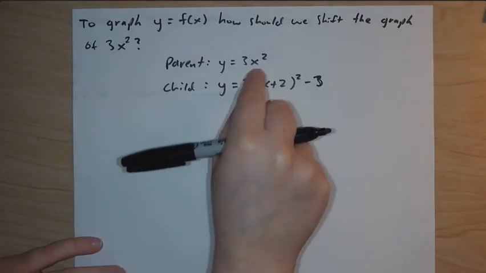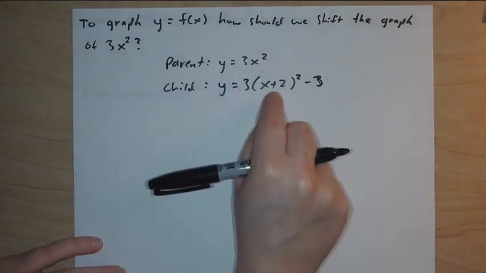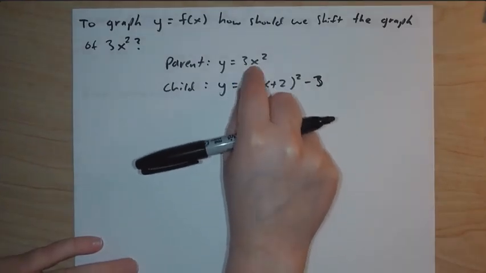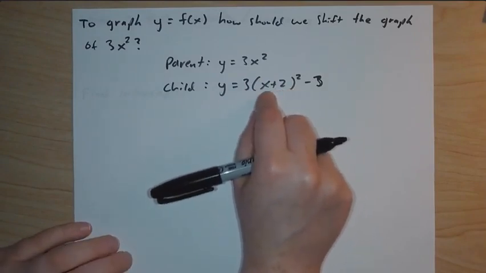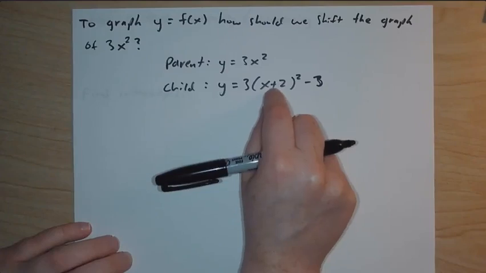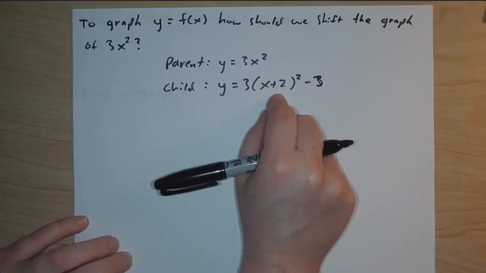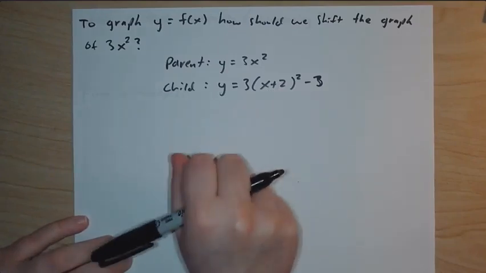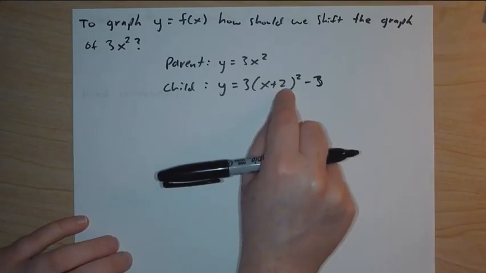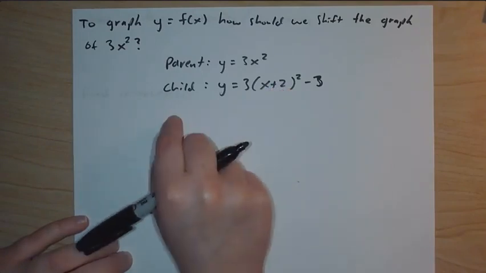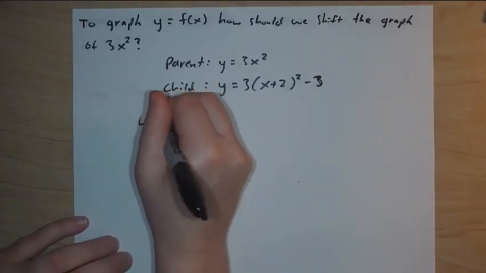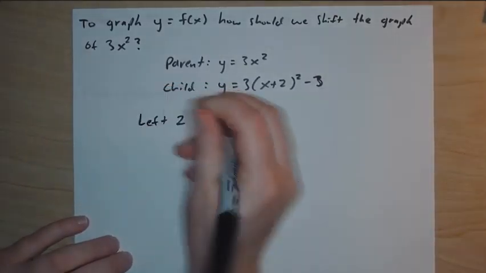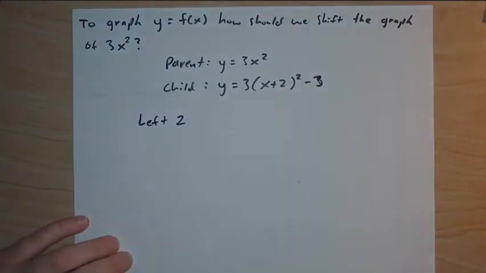Moving from left to right, we have 3x squared. We'll notice first one of the changes is instead of x squared, we have x plus 2 squared. We have this plus 2 with our x, and if it's with our x, we're talking about horizontal movement. And if we are adding 2, we are going to the left 2 places. So we are moving left 2 because we are adding 2 to x.